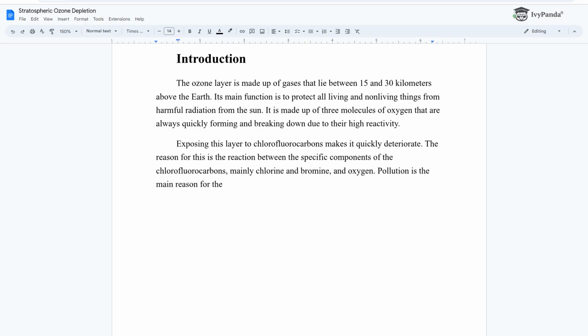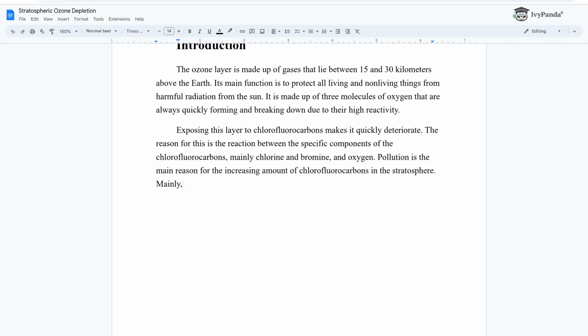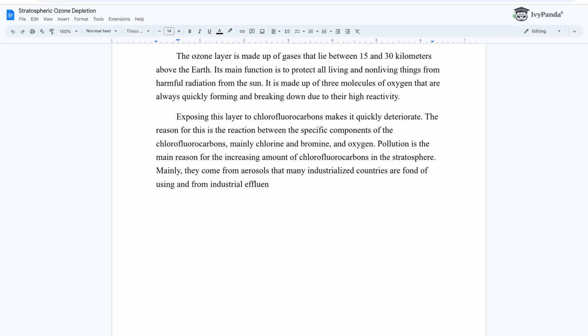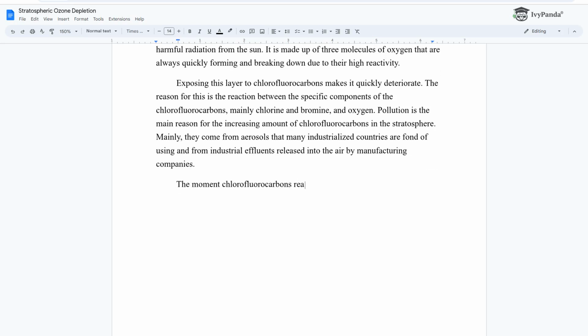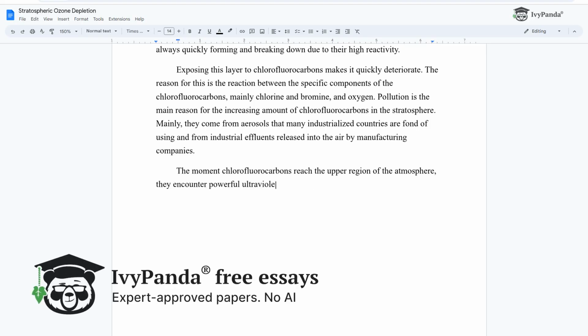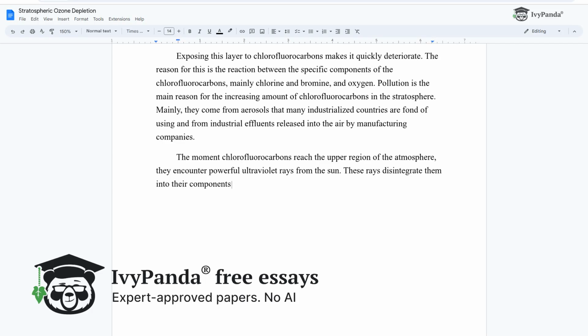Pollution is the main reason for the increasing amount of chlorofluorocarbons in the stratosphere. Mainly, they come from aerosols that many industrialized countries are fond of using and from industrial effluents released into the air by manufacturing companies. The moment chlorofluorocarbons reach the upper region of the atmosphere, they encounter powerful ultraviolet rays from the sun. These rays disintegrate them into their components.